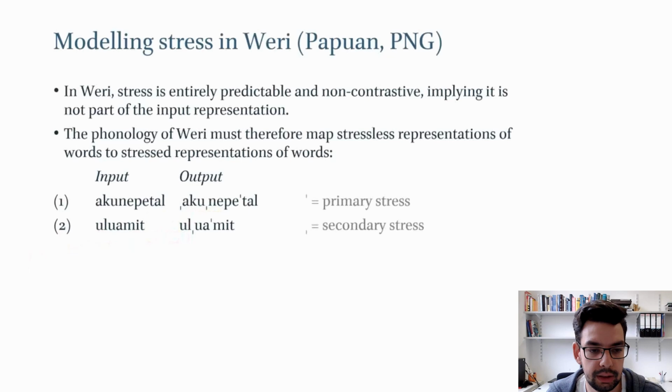And the second one here, uluamit. Right? So final stress really here, and there's sort of like intermediate prominent positions on these other syllables. And so we want to account for that, right? So we need to come up with an algorithm, a mental grammar, a set of rules that gets us from these inputs without the stress to these outputs with the stress contained.